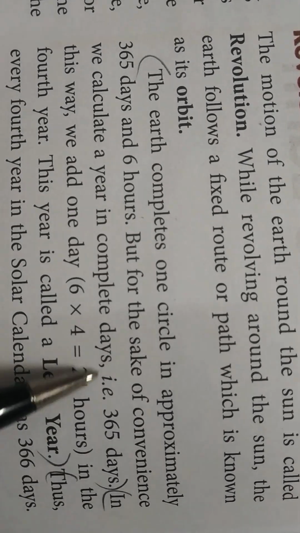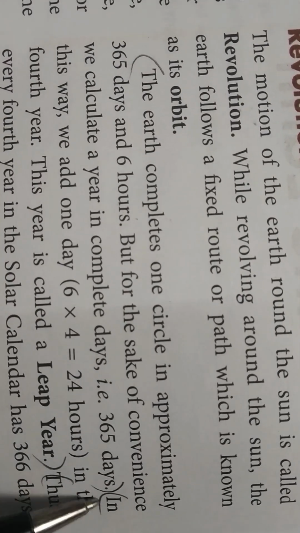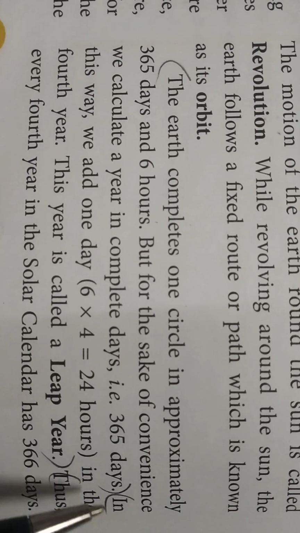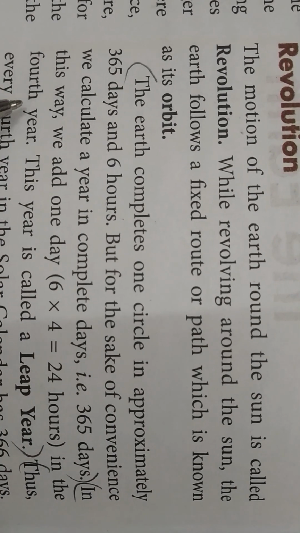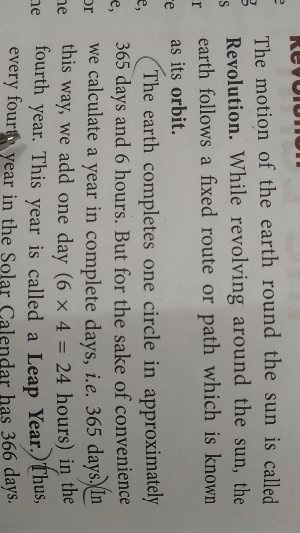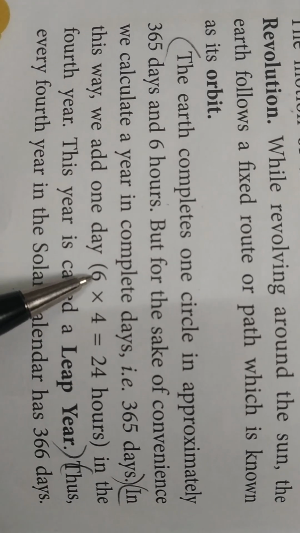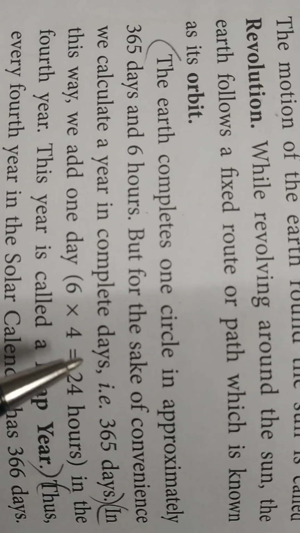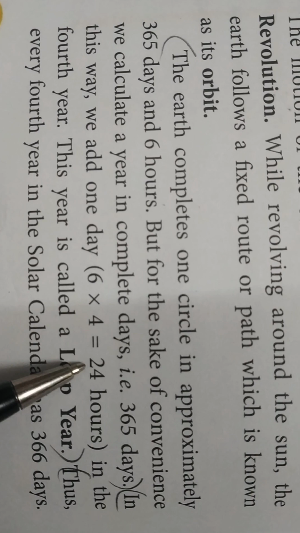So, we count the revolution of Earth in days only, that is 365 days. But in every fourth year we add 1 day extra. This year is called a leap year because 6 into 4. If we count 6 hours 4 times, then it gives the result 24 hours, and 24 hours make 1 day.